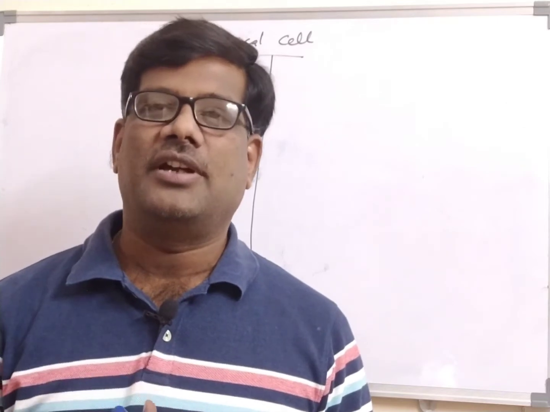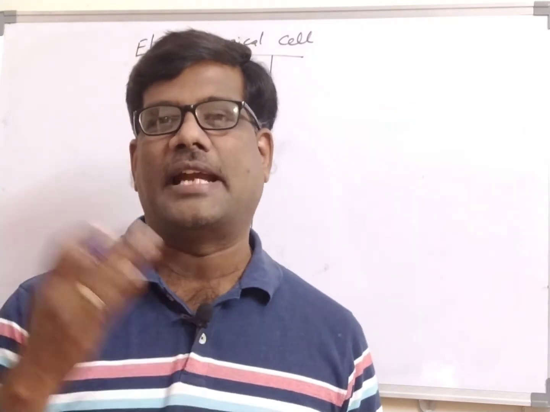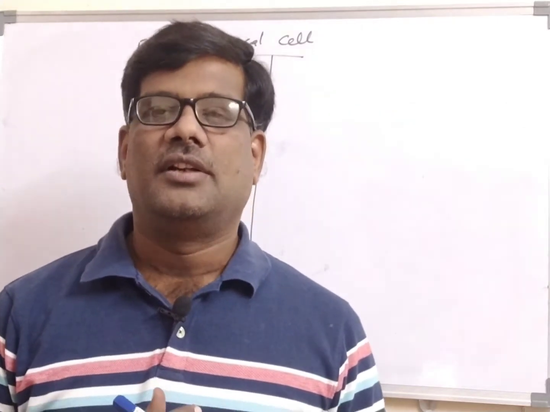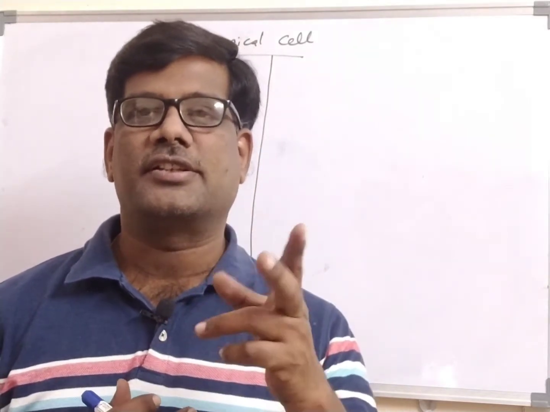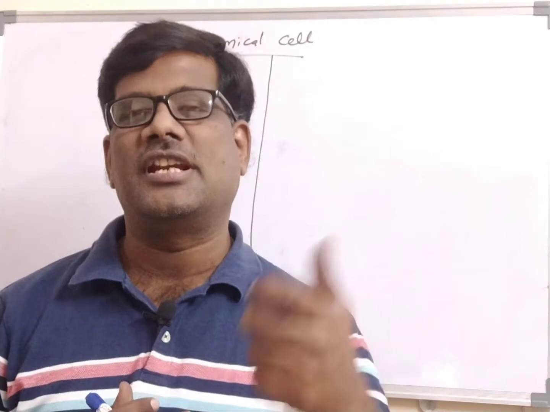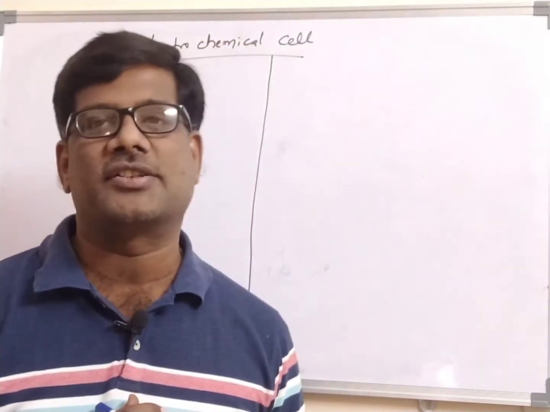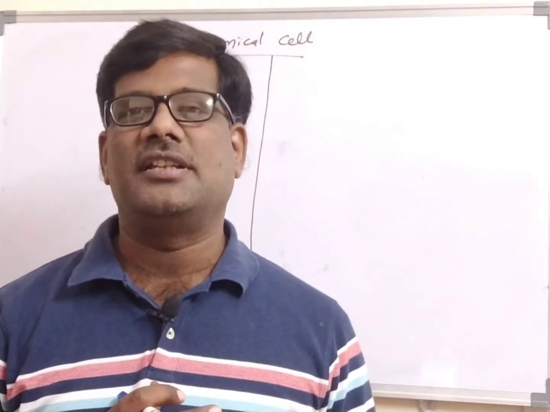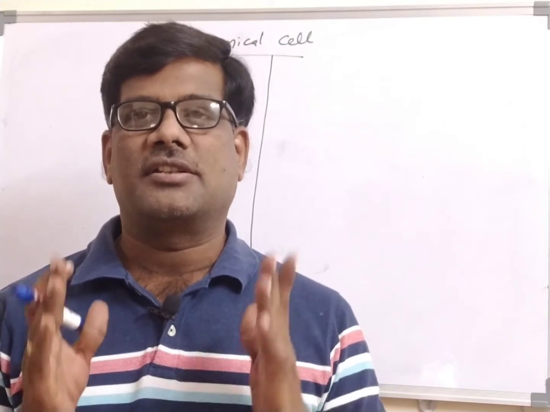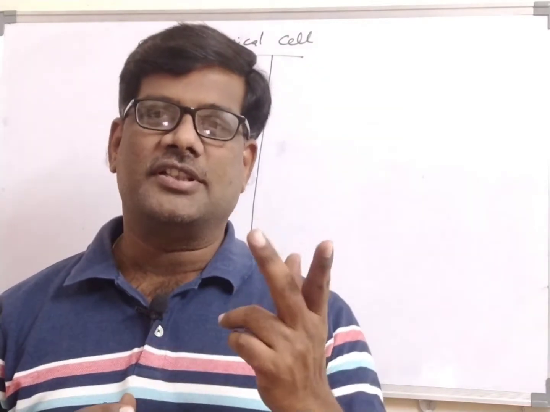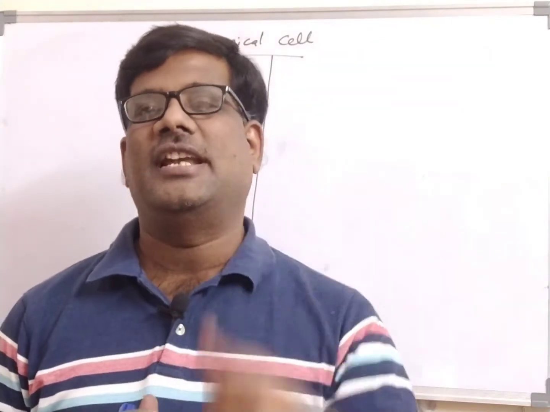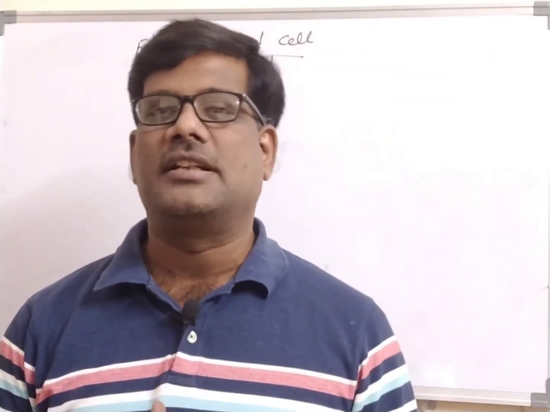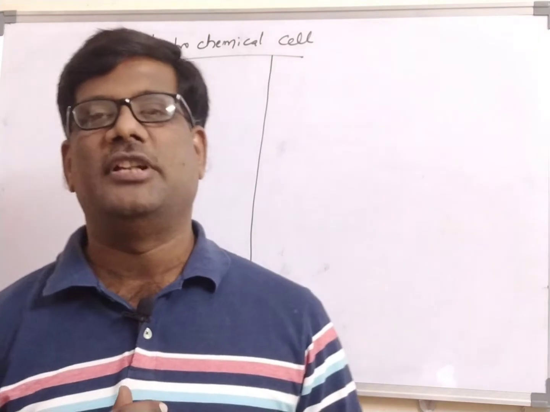In the last video I gave redox reactions and types of redox reactions. What are redox reactions? A reaction in which both oxidation and reduction take place simultaneously. Those reactions are called redox reactions. So an electrochemical cell is nothing but a chemical reaction or cell in which both oxidation and reduction take place simultaneously and it produces electricity, and those cells are called electrochemical cells.